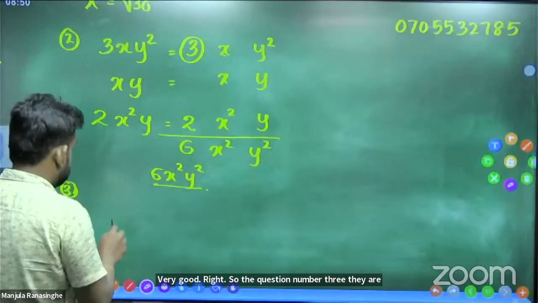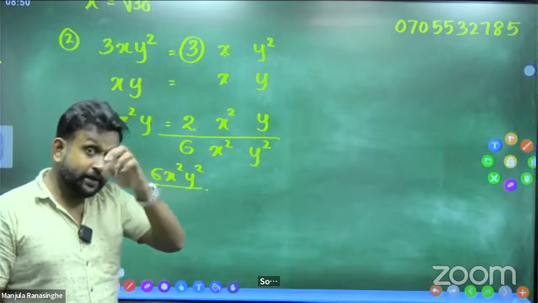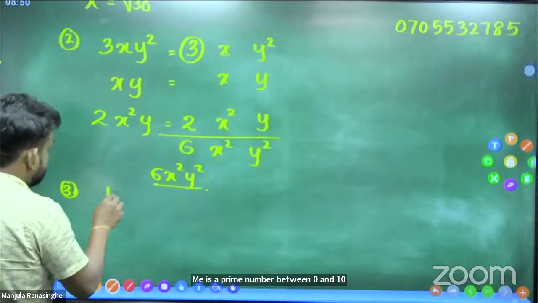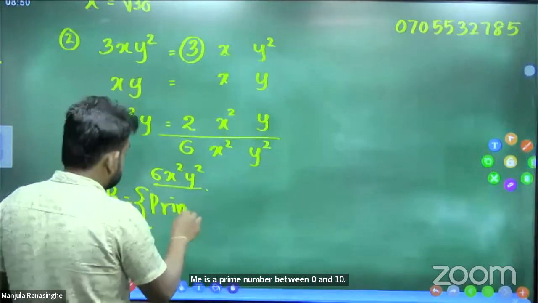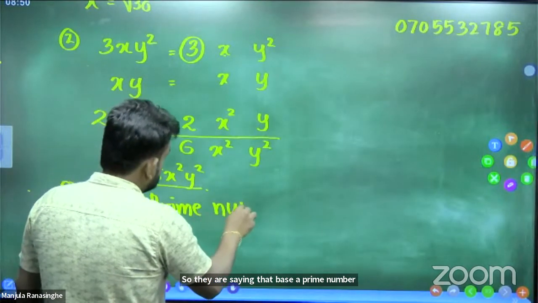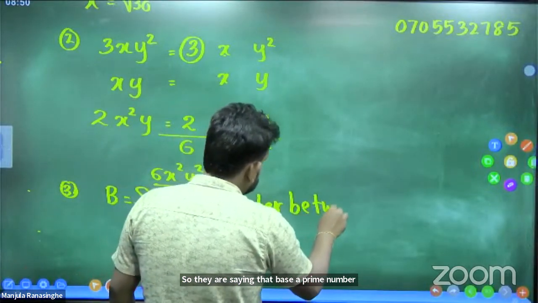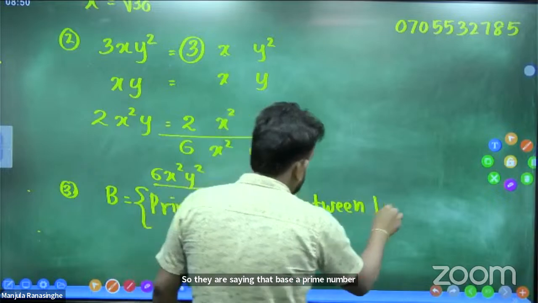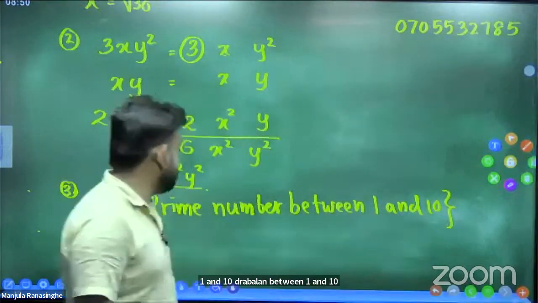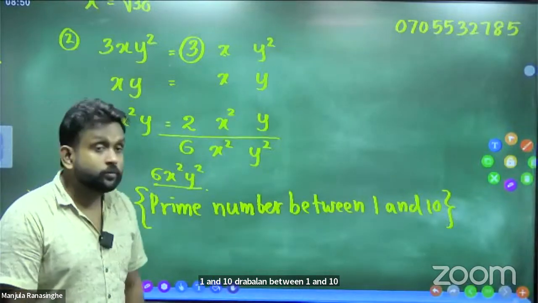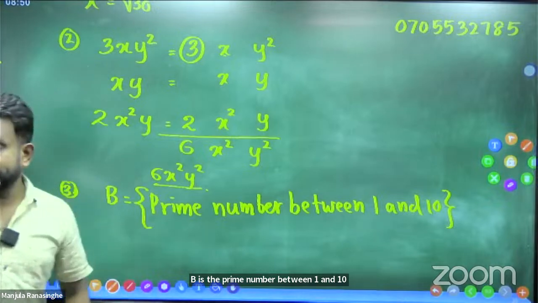So the question number 3 there. B is a prime number between 1 and 10. So they are saying that B is a prime number between 1 and 10. They are asking to write the set in set-builder form.